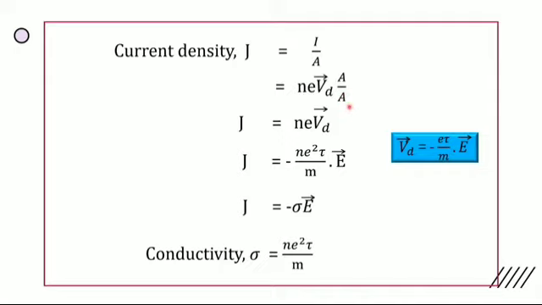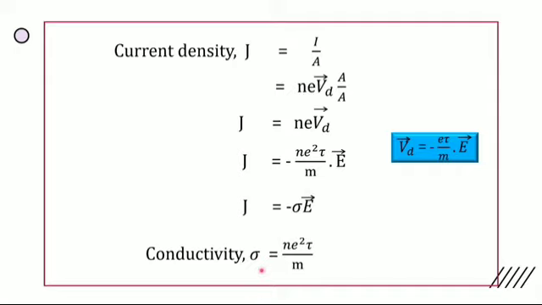So J is equal to n e squared, with vd equal to eEτ by m, so n e squared τ E by m, where m is the mass of the electrons. J is equal to minus sigma E vector. But we take the direction of conventional current density as the direction of the electric field.